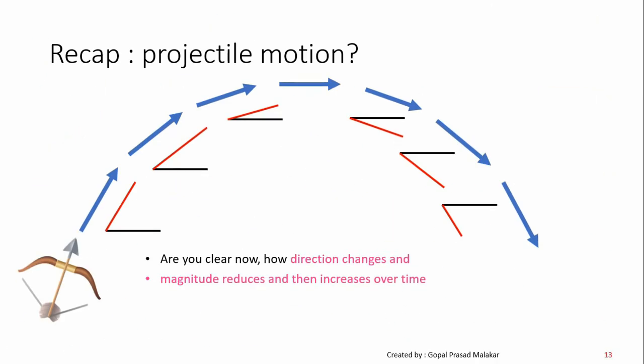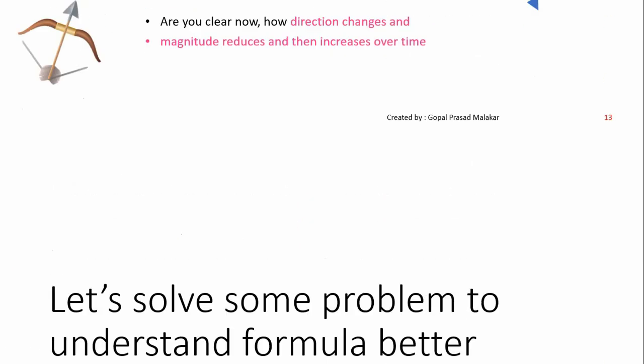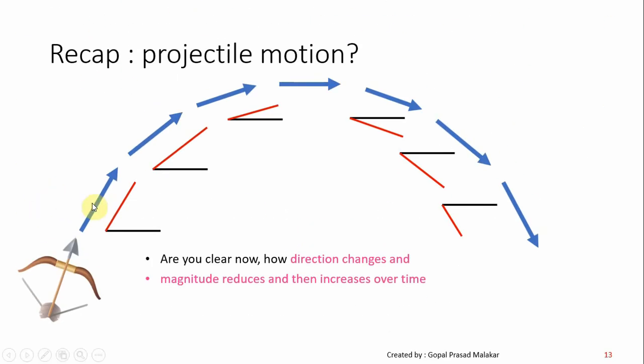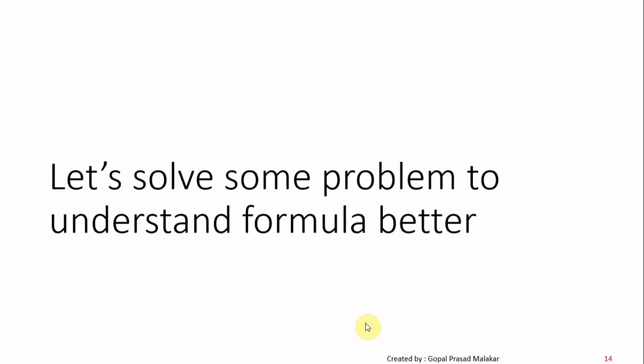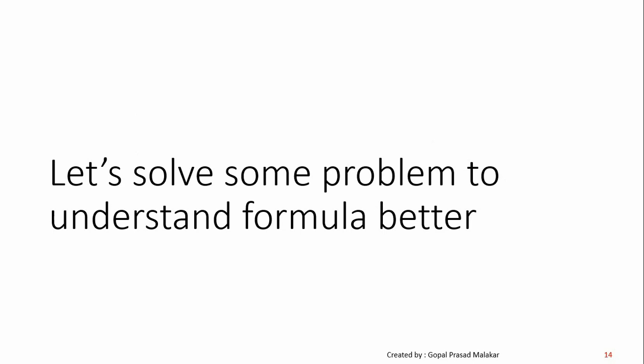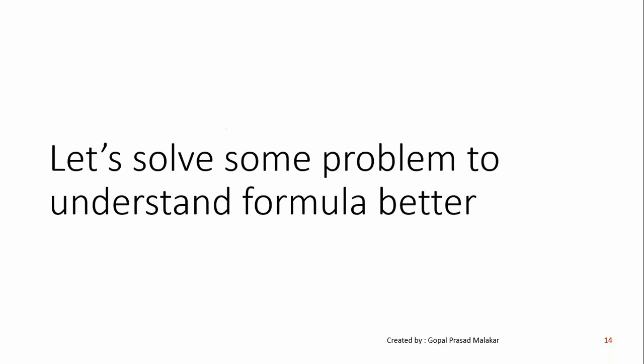And I hope by now you are pretty clear how direction is changing, like this: probably 60, 45, 15, 0, minus 15, minus 45, minus 60. And also you understood how the magnitude is changing, why this magnitude is maximum, then this is less. All those things are pretty clear to you now. Now let's solve some problems, because that will give you a better understanding of the formula.